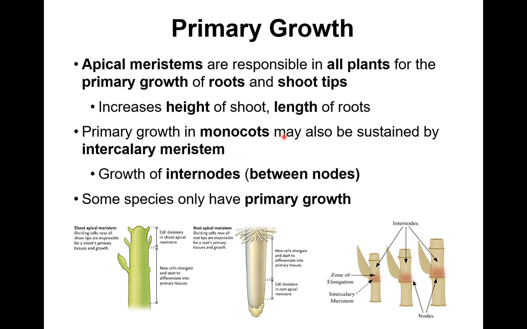Now, some plants have intercalary meristem, which is present in between the nodes. And what this intercalary meristem does, by growing and elongating the cells produced, is cause growth in the distance between the nodes, so the growth of the internodes here.